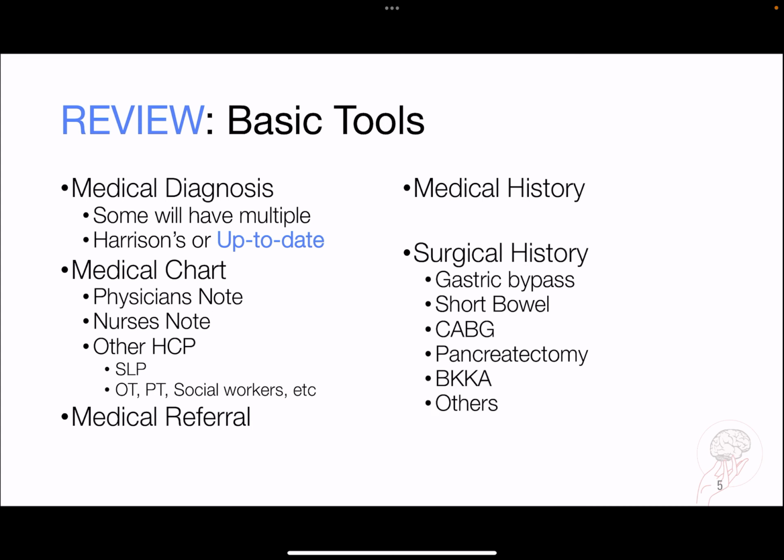So, medical history and surgical history. It's pretty important to have the surgical history because we want to know if someone's had a gastric bypass or a pancreatectomy. Even small things like, oh, I had surgery on a broken leg, can be useful information, especially for excess weight gain. Oh, maybe that's why they had excess weight gain. They broke their leg, they were unable to perform their normal physical activity.